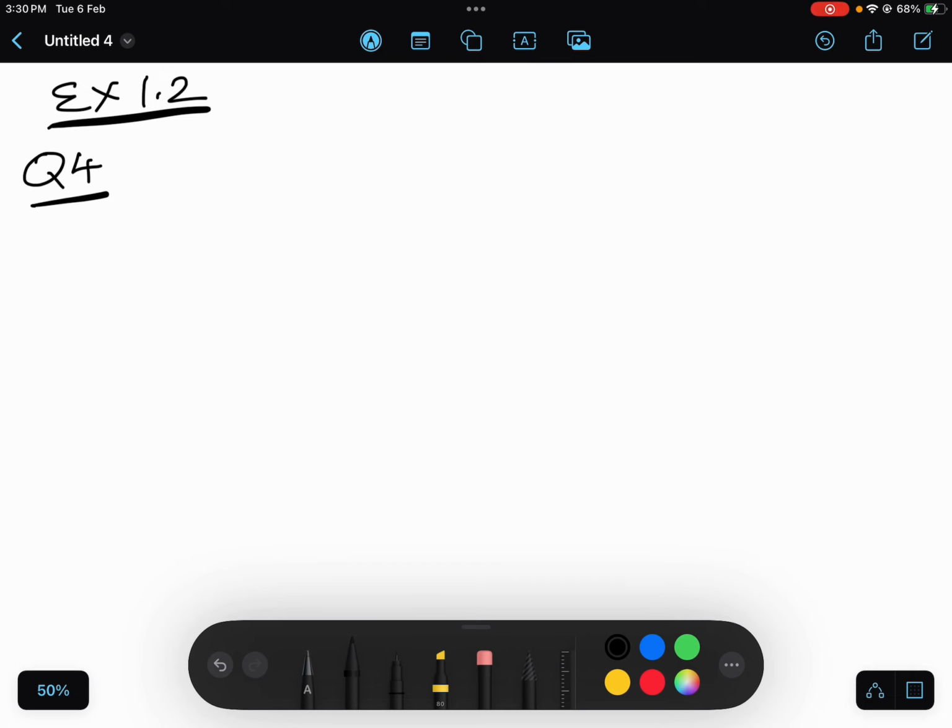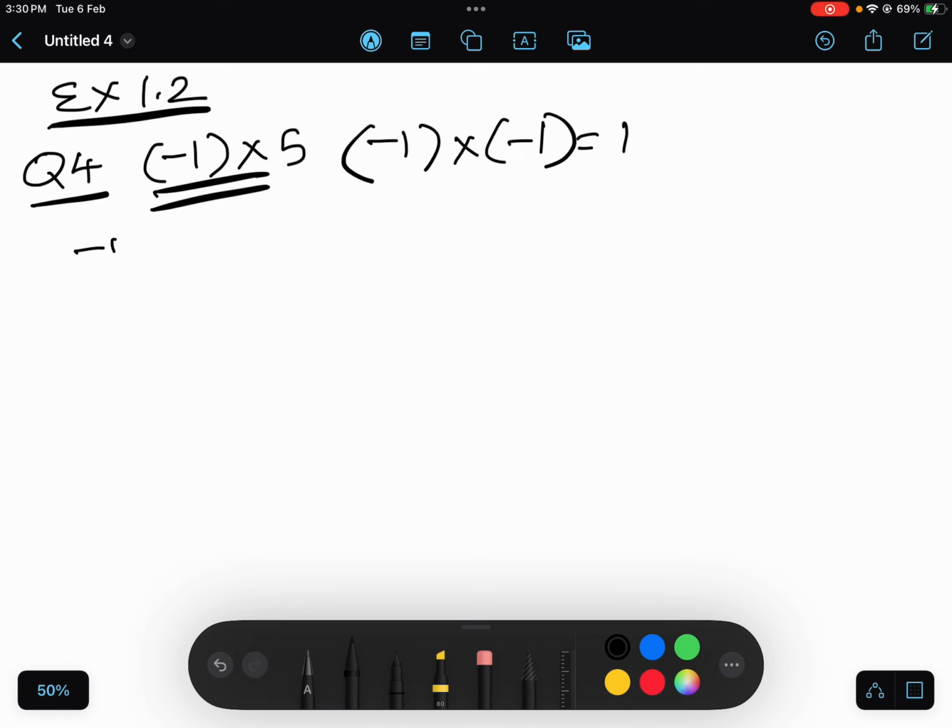Starting from -1 into 5. They are telling us to write various products. So they are asking for various steps showing some pattern to show that -1 into -1 is equal to 1. So they are telling that you start from -1 into 5 and then find a pattern to prove that -1 into -1 is 1. So first of all, what is -1 into 5?